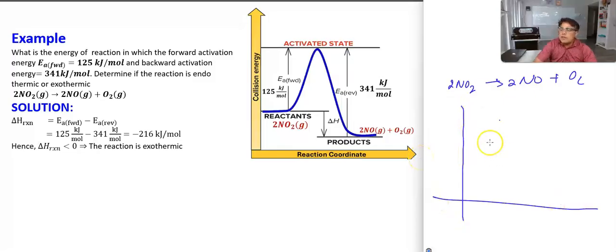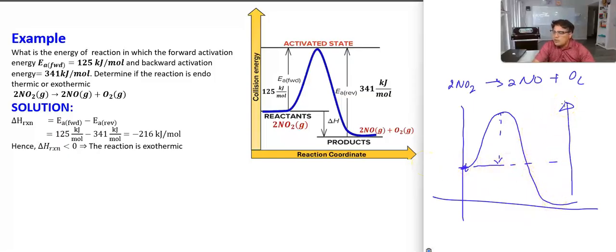E forward is 125. Now we don't know what this is, but this is 125. After this peak, it goes down, and then this is your product, and now the backward is how much? 341, right? That's why it should go down. This is 341, and this is 125. Yes, this is exothermic, right? Because this kind of graph is exothermic. The reactant energy is greater than the product energy. That's why this is the exothermic reaction.